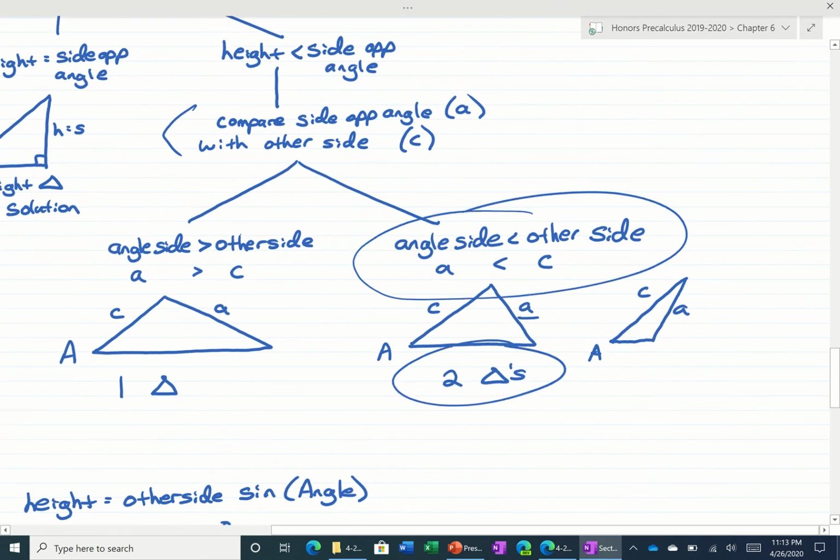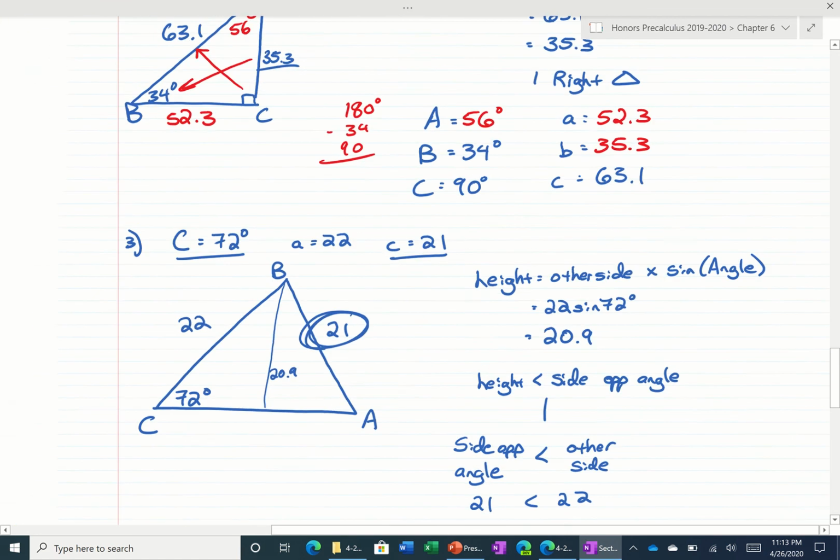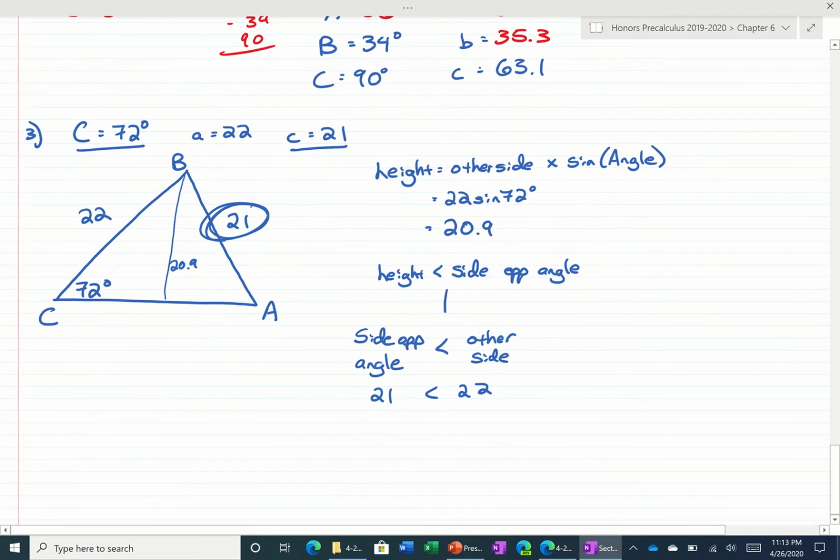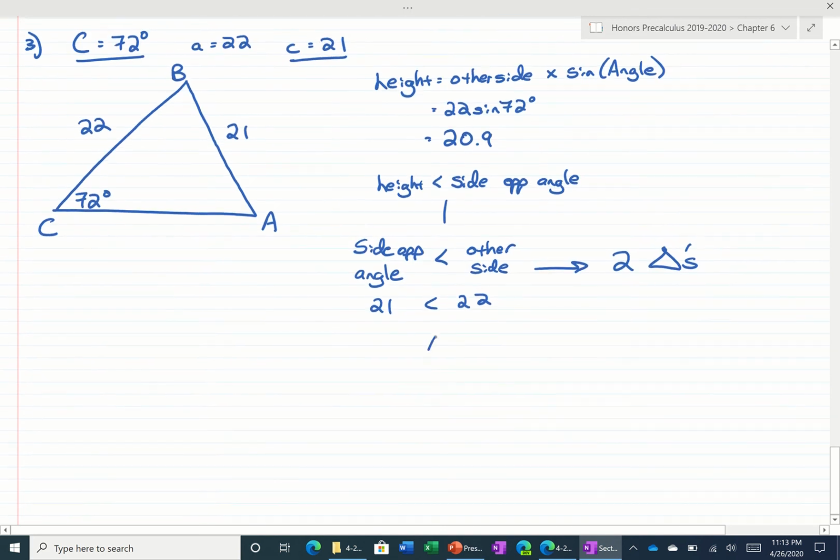So there's two triangles. So let me show you what this looks like. Okay. First triangle is going to be normal. So let's just go ahead and solve this triangle, and then I'll show you what the second triangle looks like. This is not a right triangle, so we have to use the law of sines. Okay, so I'll just do this quickly here.